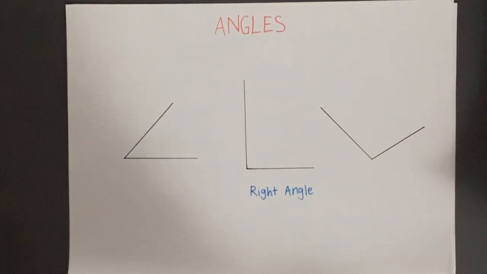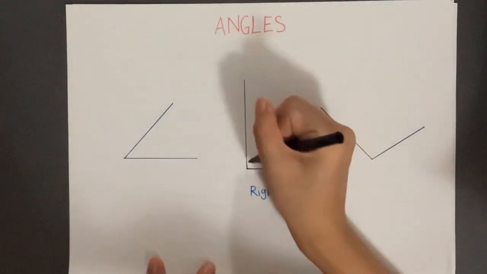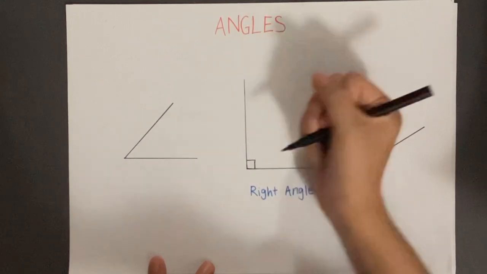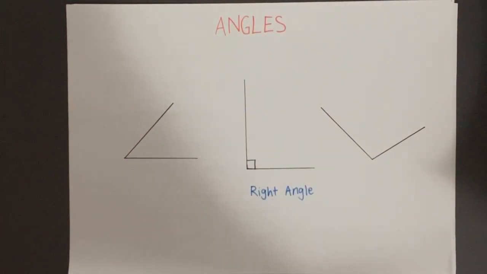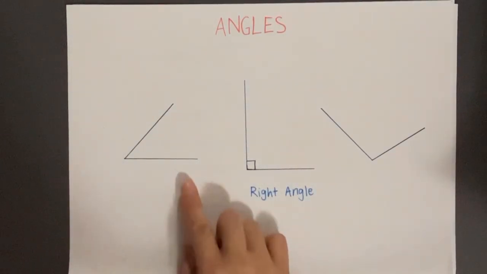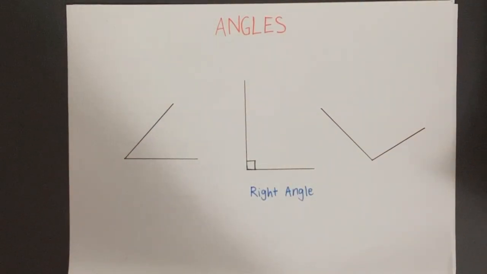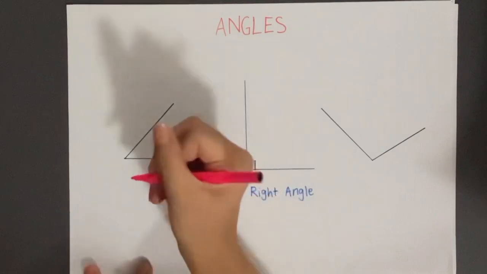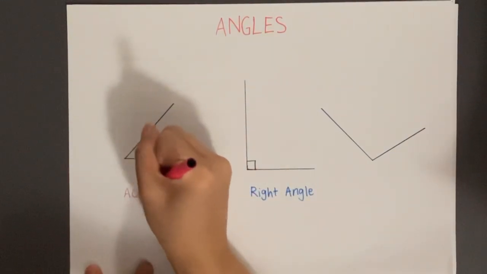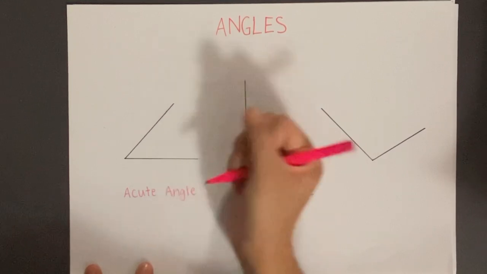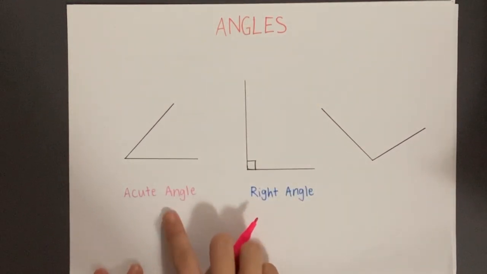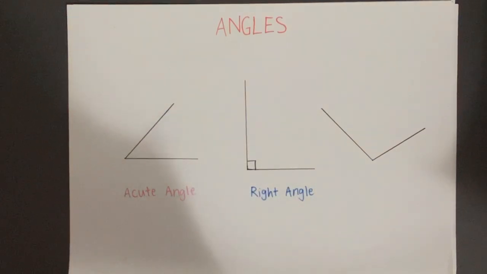So for a right angle, remember that we indicate it using this symbol. This is what we use for a right angle. Now, do you remember what the angle that is smaller than a right angle is called? Okay, the smaller one is called an acute angle. So an acute angle is smaller than a right angle.